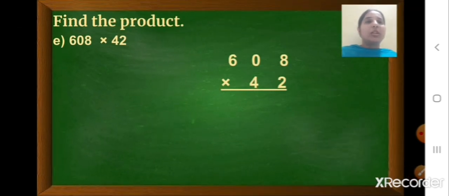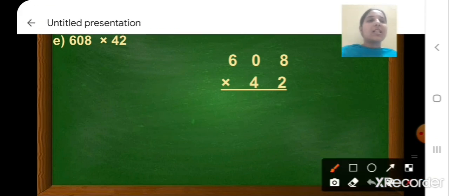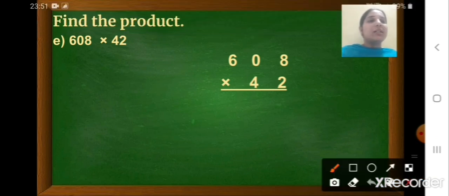So question number E is 608 multiplied by 42. So let's start from the ones place. So 8 2s are 16. So 6 we will write here and 1 will be carried over to the tens place of the multiplicand. Now 0 2s are 0 plus 1, 1 only.